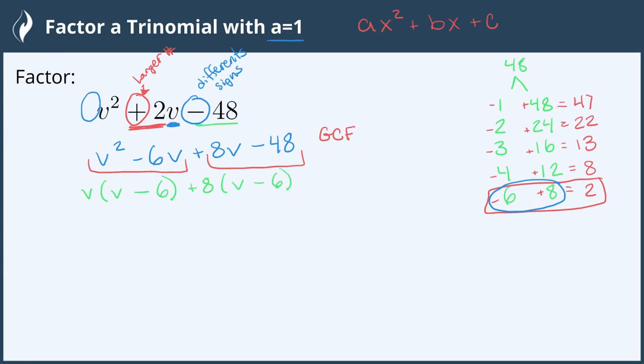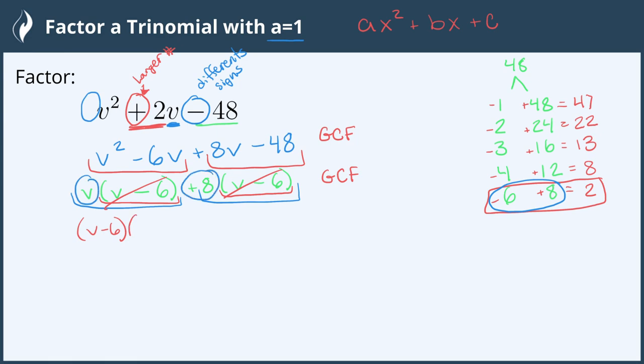Once we have factored out the greatest common factor, we factor it out again from our two much larger terms. And I can see that our greatest common factor is the binomial, v minus 6, which it should be. If that matches, that is kind of like a roadmap that you know you're going in the right direction. So we're going to factor out our v minus 6, factoring it out of both terms. That leaves me with v plus 8. So we'll fill in our second binomial with v plus 8. And now we've factored our trinomial with a equals 1.